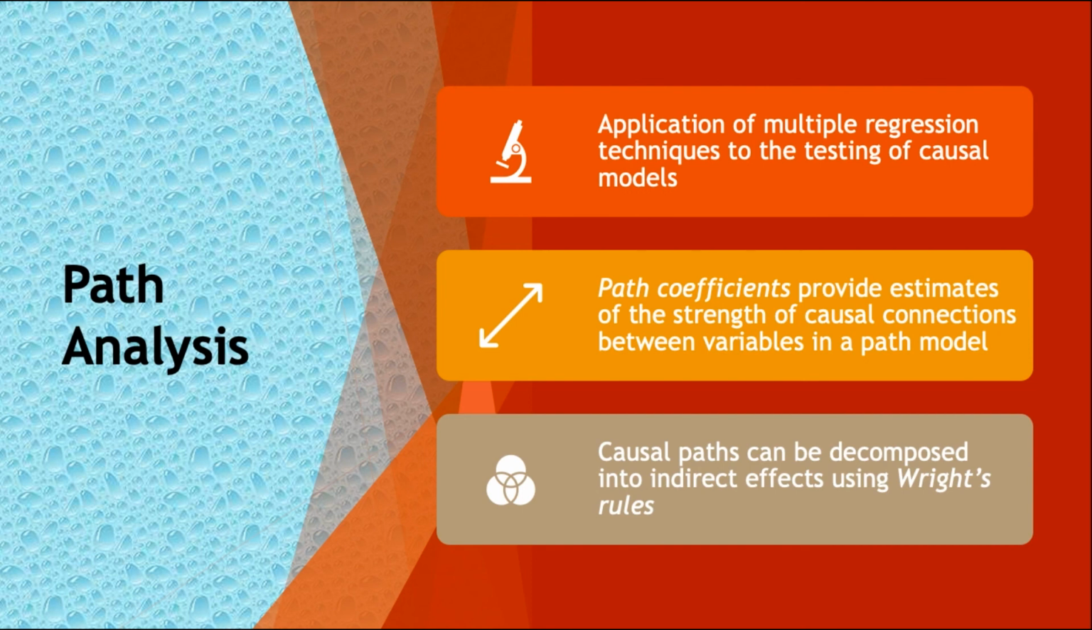Then how do we interpret the path coefficient? Path analysis is used to test the validity of the presumed causal model. To that end, you look at the path coefficients and determine whether the pattern expected by the model has emerged. In addition to looking at the path coefficient, which gives you an estimate of the direct effect of the variable on the other variables, you also decompose the path into indirect effects. Decomposition can be done according to wright rules, and you can see Asher 1976 for more information and more details.